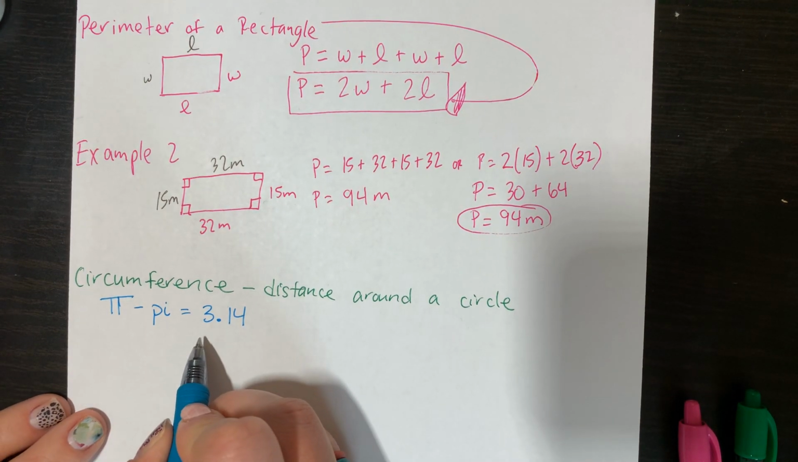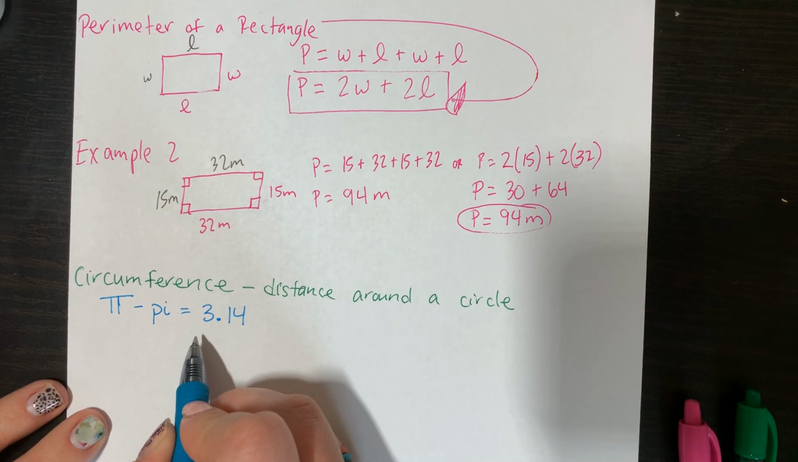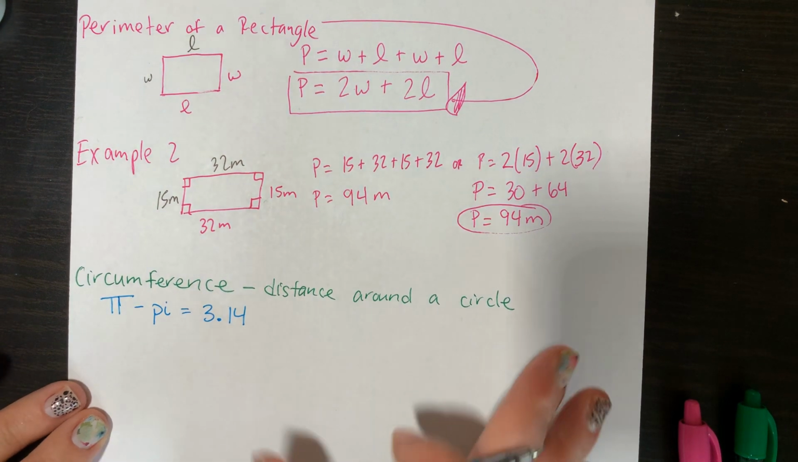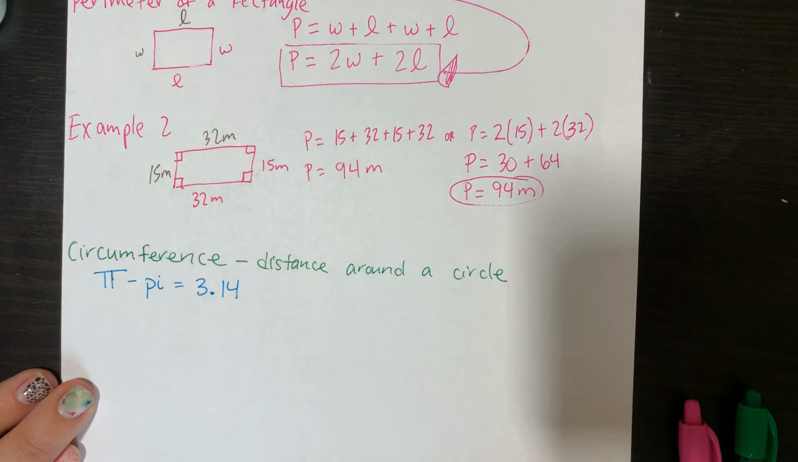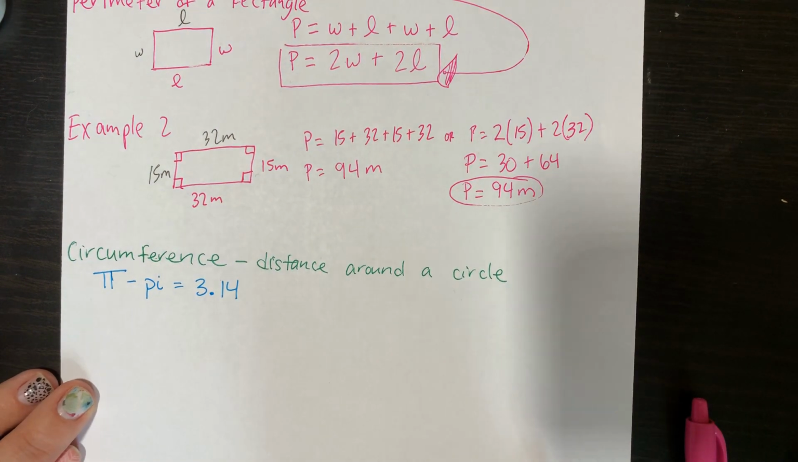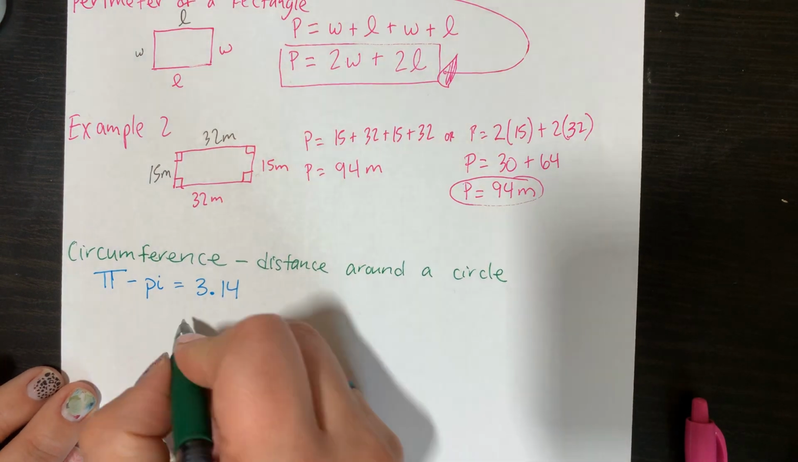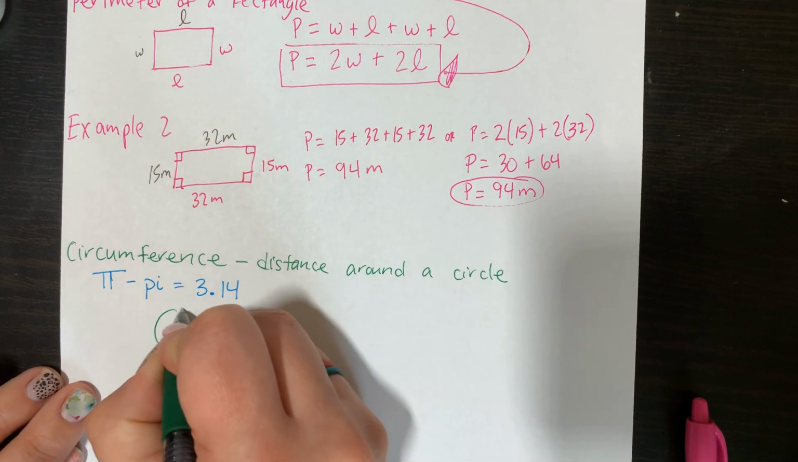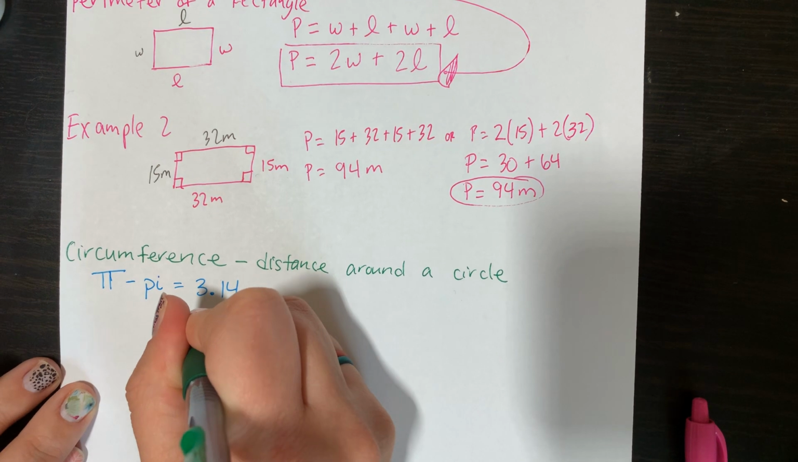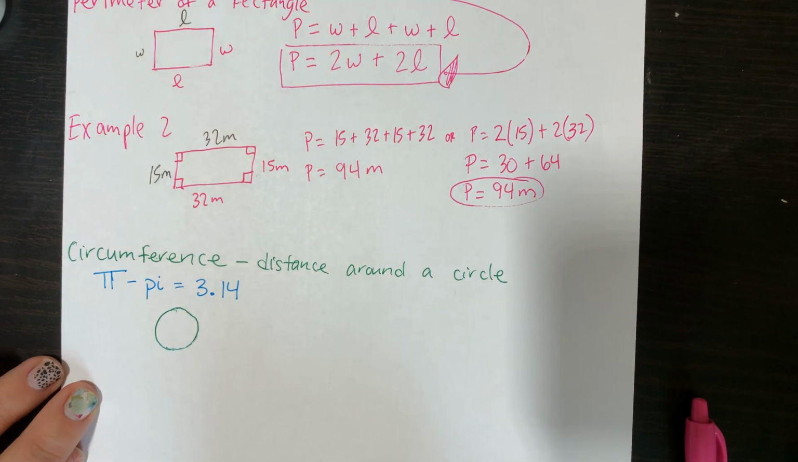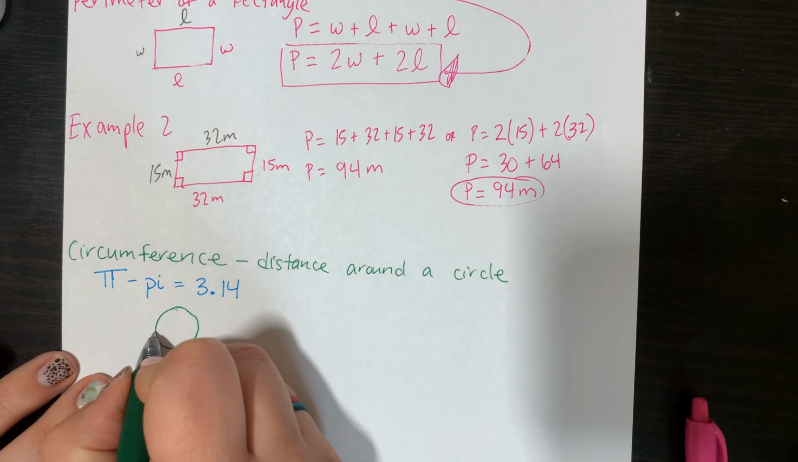Pi is actually the ratio of the circumference divided by the diameter. So it's some special number that we get when we look at circles. Okay. So if I have a circle, we'll talk about parts of our circle.